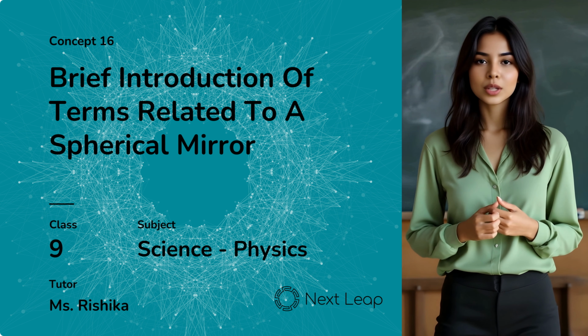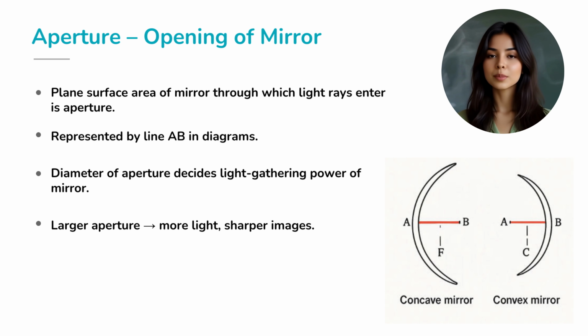Moving on, what's the aperture? Well, just like your eye has an opening to let light in, a mirror has an opening too. The aperture is the width of the part of the mirror that actually reflects light. In diagrams, a bigger aperture means more light comes in and we get sharper and brighter images. It's like comparing a tiny window with a big one. The bigger window gives you more view and more light.